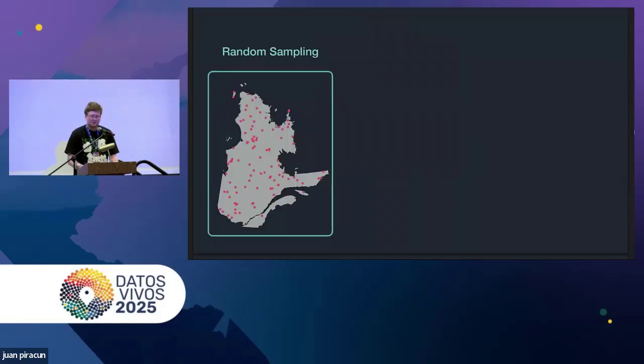So how do we do this? Well, we're going to apply three different ways for designing spatial sampling. The first is random sampling. This is the simplest. The idea is that every point in space has equal probability of being chosen.